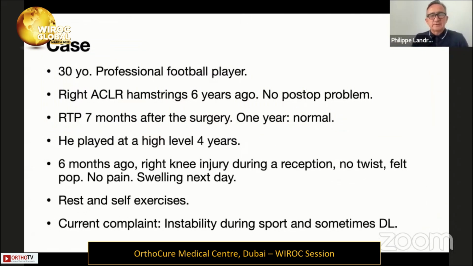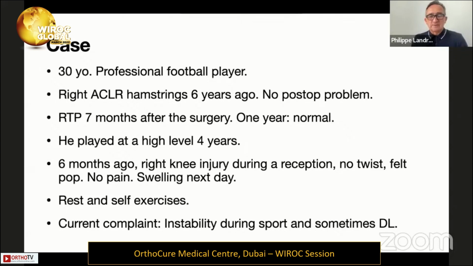He had a right ACL reconstruction using hamstring 6 years before, and he had no postoperative problem. He returned to play 7 months after surgery. At 1 year, he had the same level, and he played at high level 4 years without any complaint. And 6 months before I saw this patient, he had a right knee injury during a reception only.